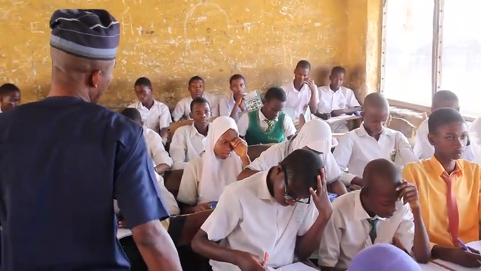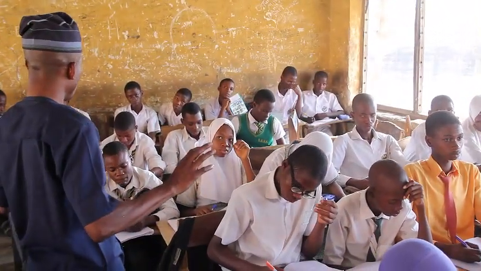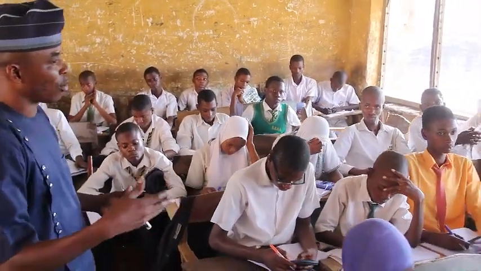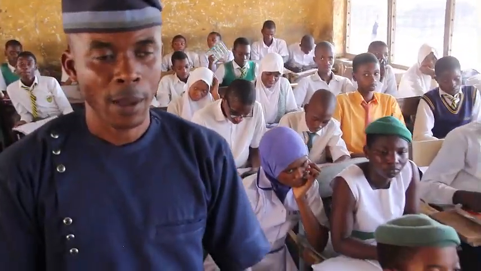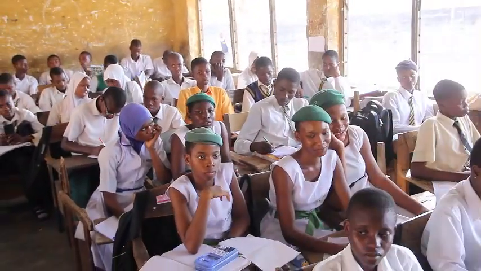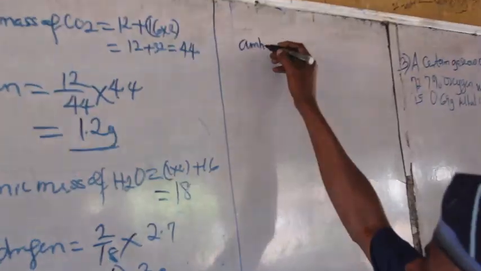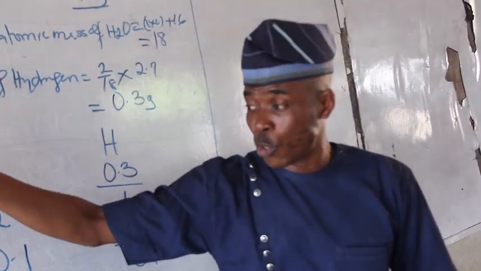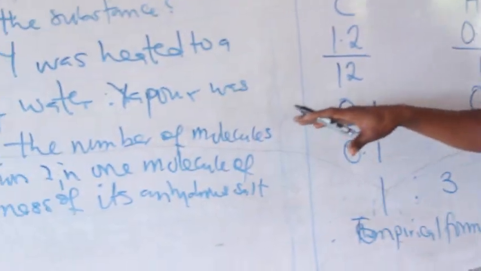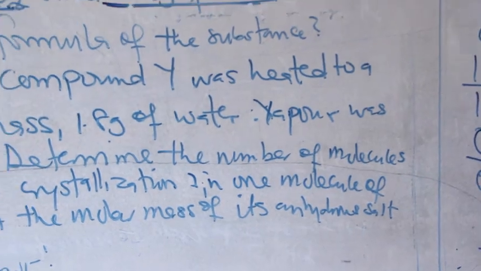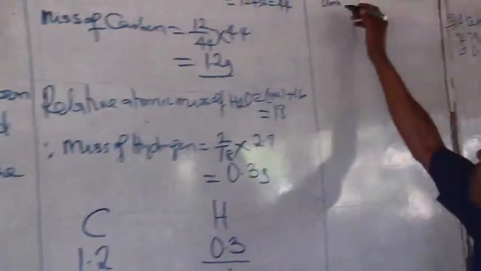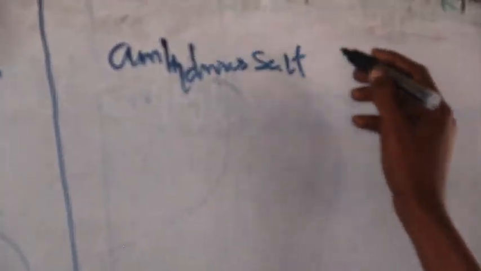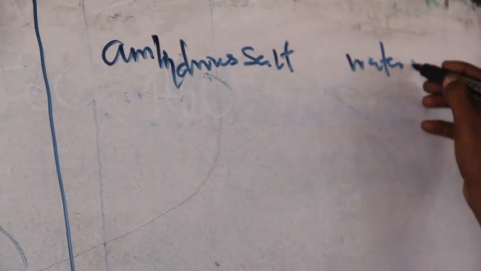And when the compound is heated, you are going to have 2 parts. You have the anhydrous salt and the water that is lost. Now let us write, because the name of the salt is not mentioned. All we are interested in is we want to find the number of molecules of water of crystallization. So let's say the anhydrous salt, then we have the water of crystallization.